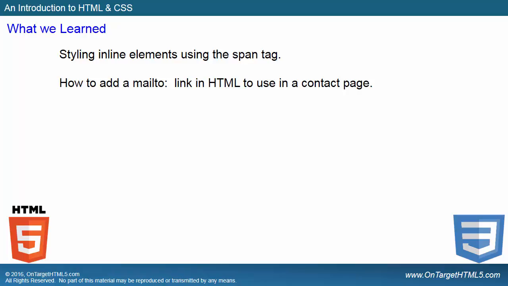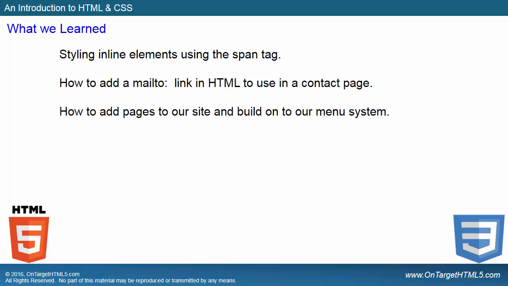We looked at how to use a mailto link in the HTML to actually set up our contact page, and how to set up the different attributes in that mailto link so that not only could we get the mailto address, but we actually set up a subject line inside the mail itself. How to add pages to our site, and how to build menu systems so we can access those pages of the website as it grows.